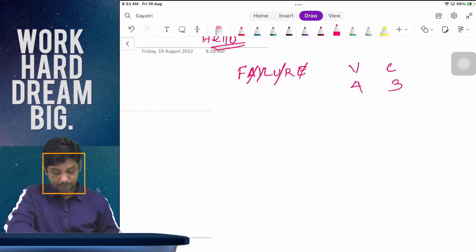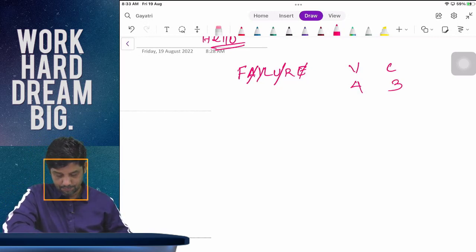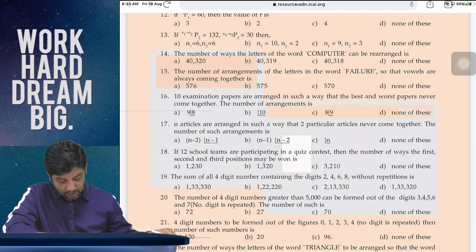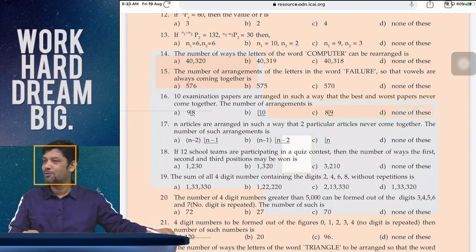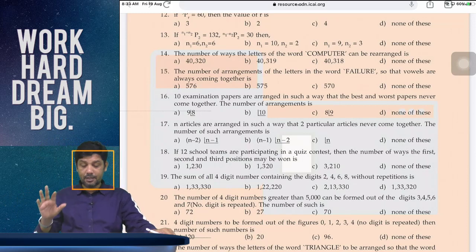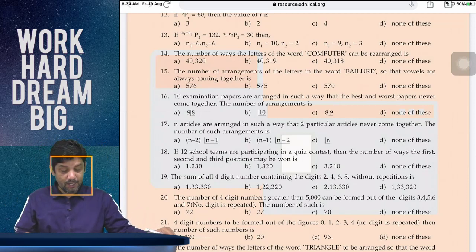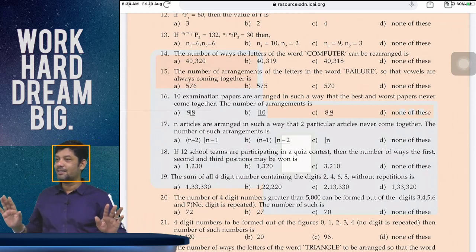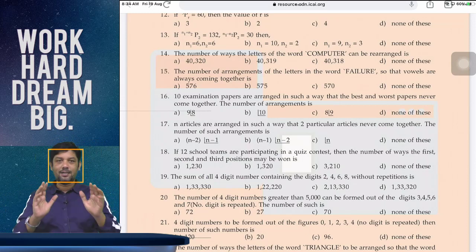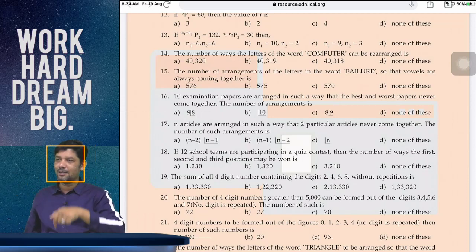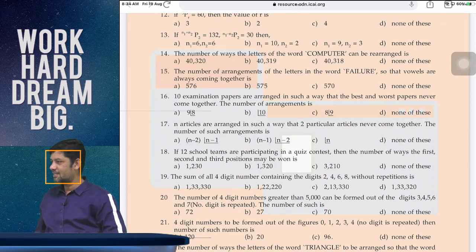Next. Listen here. Sum number 16. Sir, you did not give it as homework. No, I know, because I did not give it as homework. 10 examination papers are arranged in such a way that the best and the worst papers never come together. Look at this, my dear: 10 students going for a movie, and among them there is a jodi, there is a fight, and they don't want to sit together. Both examples are same. Best and worst is the jodi. Now give me the answer.